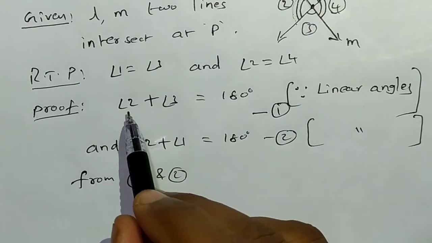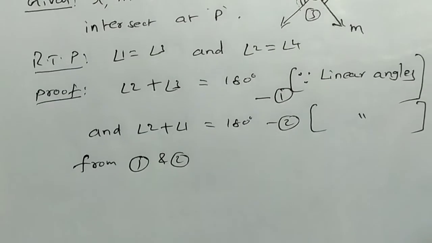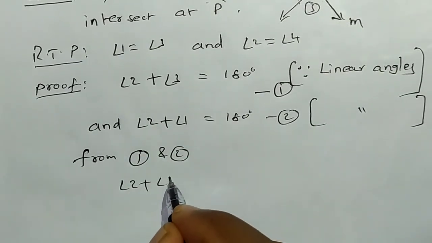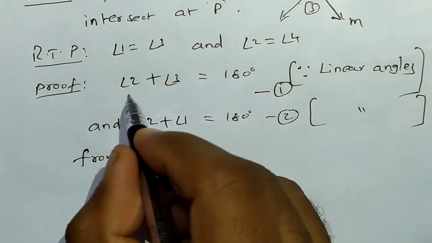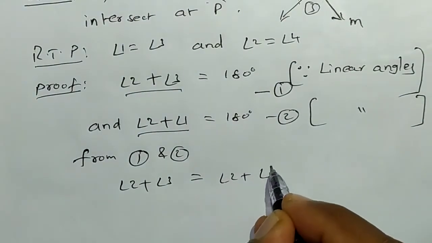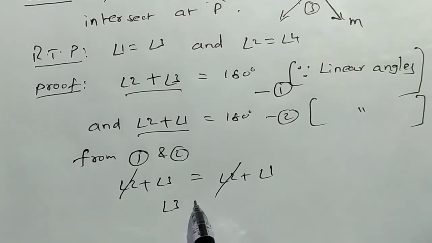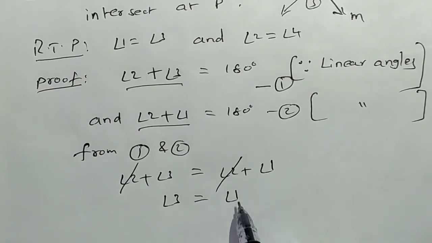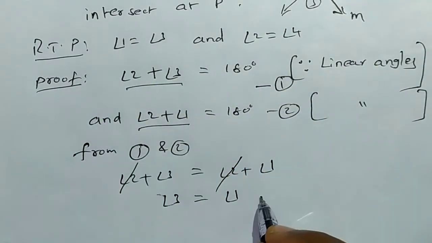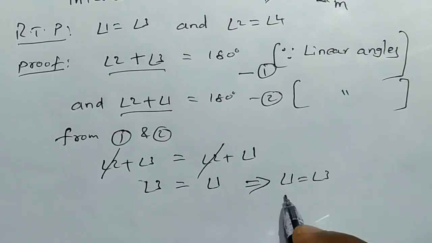From 1 and 2, angle 2 plus angle 3 equal to 180, angle 2 plus angle 1 equal to 180. So both are equal. From 1 and 2, we get angle 2 plus angle 3 is equal to angle 2 plus angle 1, right? On both sides angle 2 gets cancelled, then angle 3 is equal to angle 1. See, angle 3 equal to angle 1 or angle 1 equal to angle 3. That implies angle 1 is equal to angle 3, right?